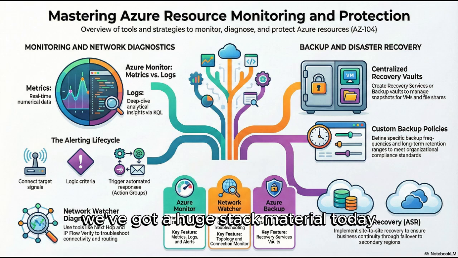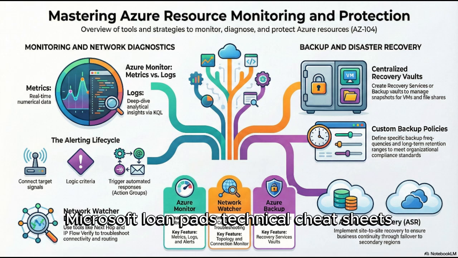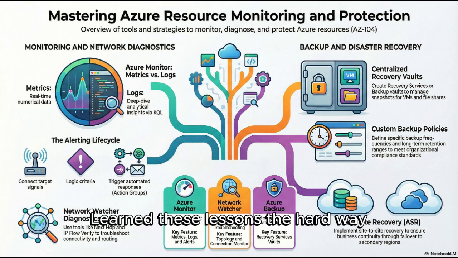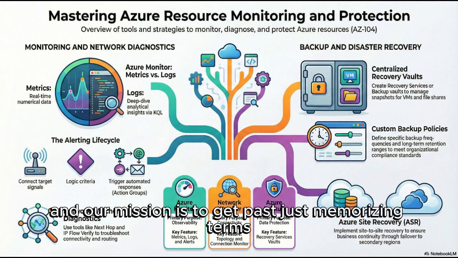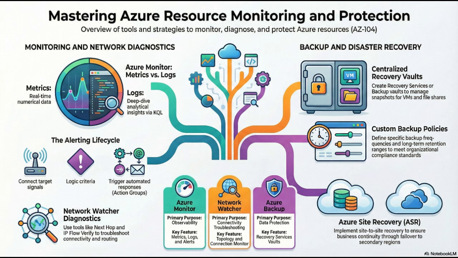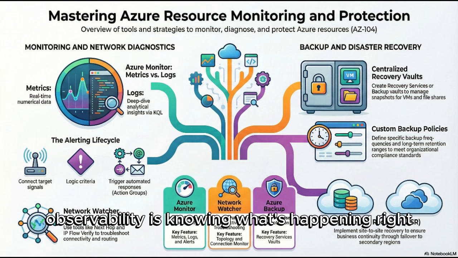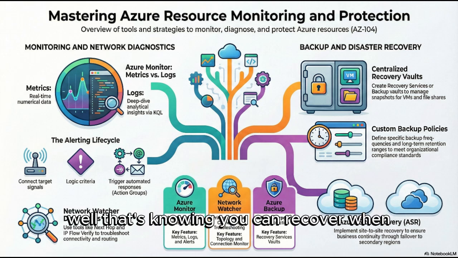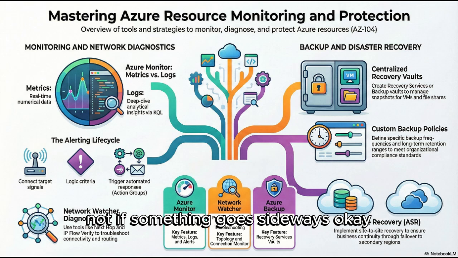We've got a huge stack of material today. Microsoft Learn paths, technical cheat sheets, some really good notes from admins who've learned these lessons the hard way. And our mission is to get past just memorizing terms. It's about understanding two big ideas, observability and insurance. I like that framing. Observability is knowing what's happening right now so you aren't flying blind. And insurance is knowing you can recover when, not if, something goes sideways.